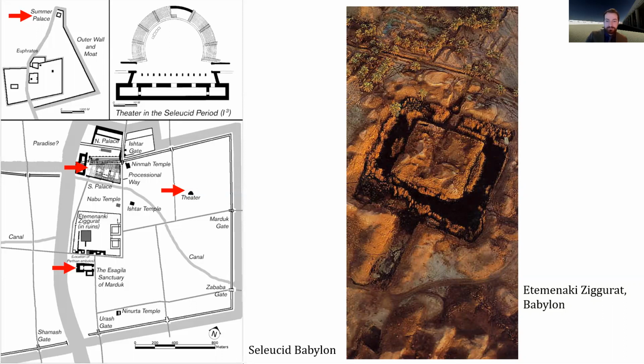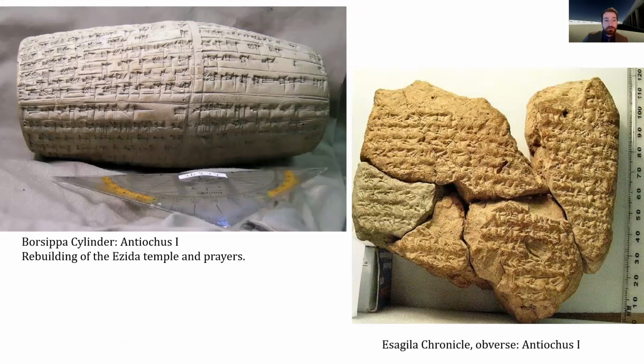Now, two records exist from these early parts of the empire: the so-called Borsippa Cylinder of Antiochus I and the Esagila Chronicle of Antiochus I. Now, Borsippa is the site of the Ezida Temple, which is a huge ziggurat of Nabu, about 10 miles south of Babylon. And the Esagila Chronicle is what we've already talked about, the Esagila complex with the Temple of Marduk.